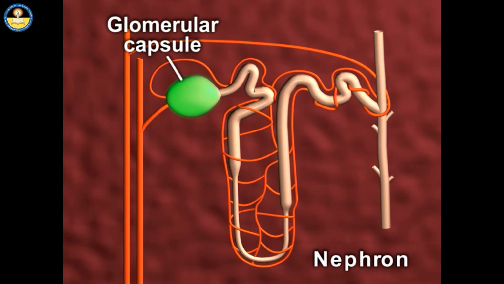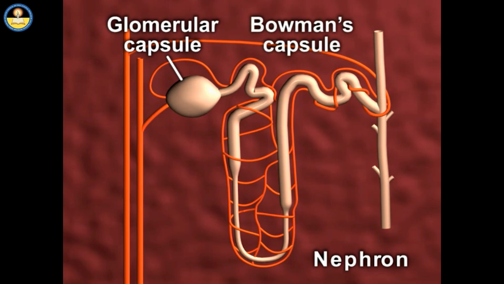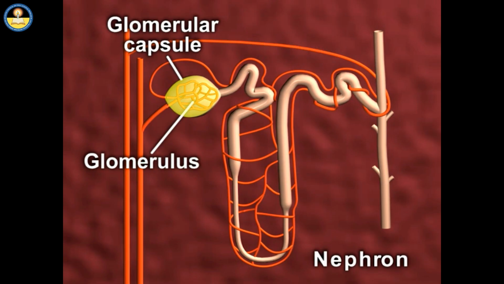Glomerular capsule. This is the first portion of the nephron and is of cup shape. It is also called Bowman's capsule. Closely associated with the glomerular capsule is a ball of capillaries called the glomerulus. The glomerulus is actually a miniature filtering or sieving device which consists of a tightly coiled network of capillaries.